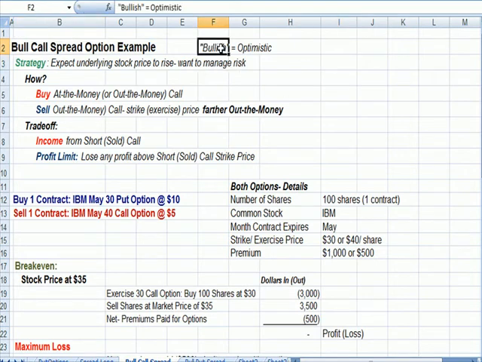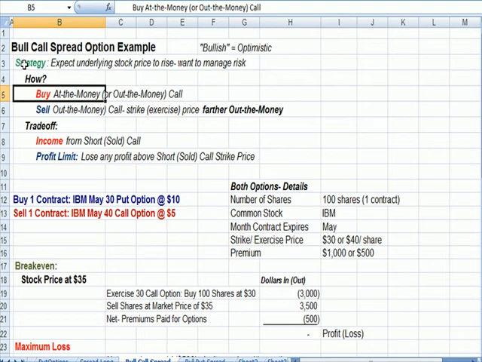Remember that bullish means optimistic. And our strategy here is we expect the underlying stock price to rise, which is why it's bullish. But we want to manage risk in the transaction. So how do we do that?